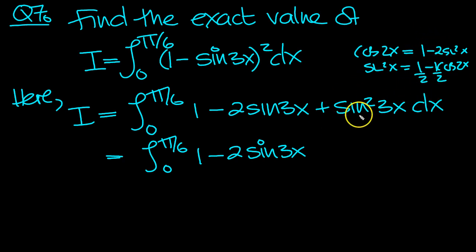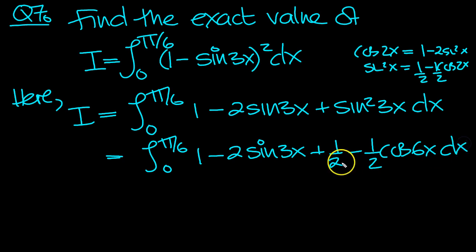So here we can put it in then, but in this case instead of x it's 3x of course, so this will be 6x. So it's plus a half minus a half cos of 6x dx. So now we can do the actual integration. We've got 1 plus a half is 3 over 2, so we integrate that, it's 3x over 2, isn't it?